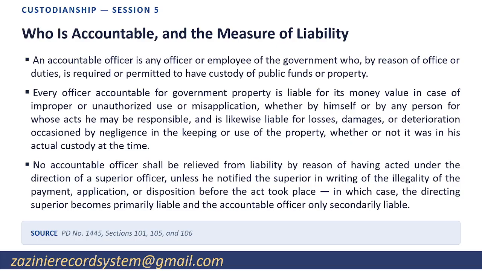Now, in a bit more detail, the measure of liability rule is worth noting specifically. An accountable officer is liable for loss due to negligence, whether or not it be at the time in his actual custody. Liability does not switch off just because the item happened to be elsewhere when it was lost. Next slide.